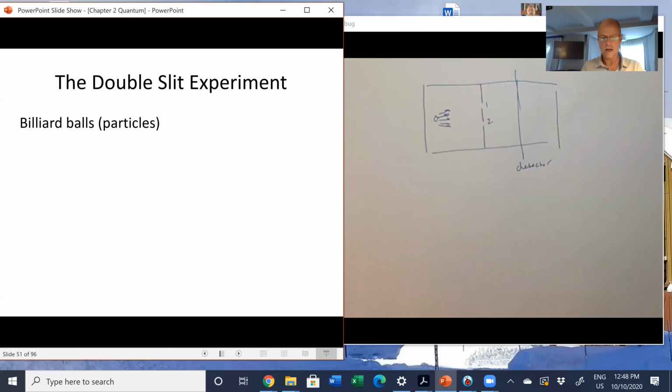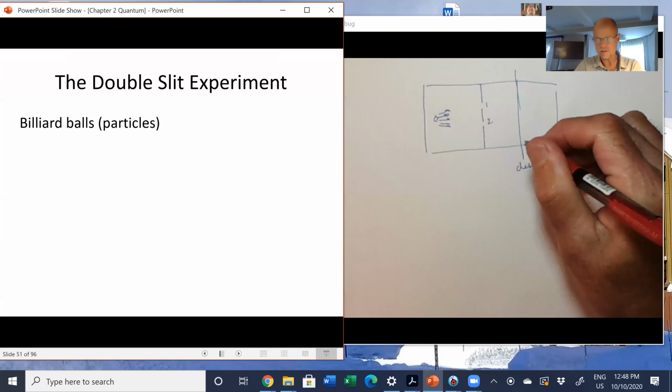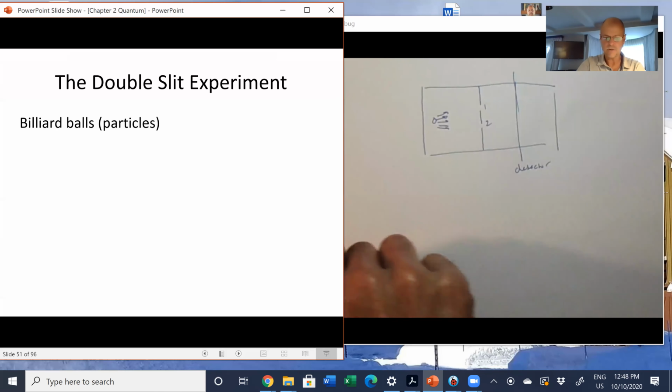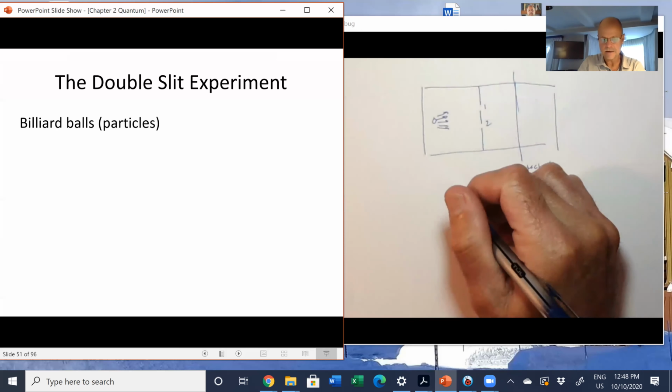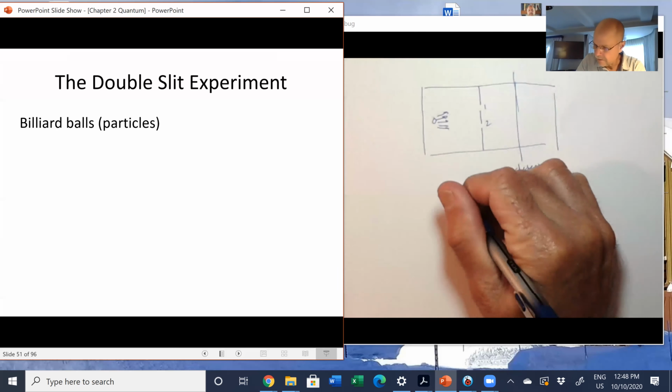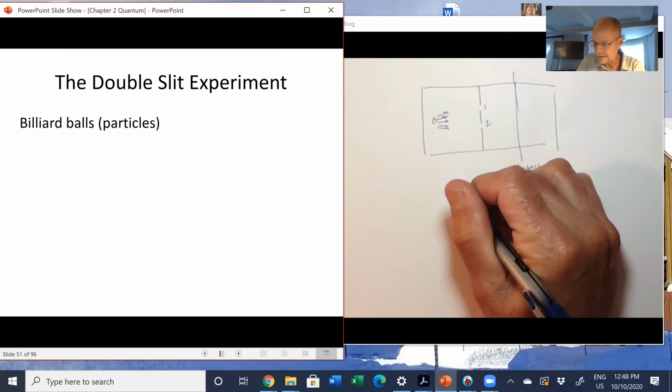What do we see at this billiard ball detector? The first thing we see is that the billiard balls arrive as whole identical particles.